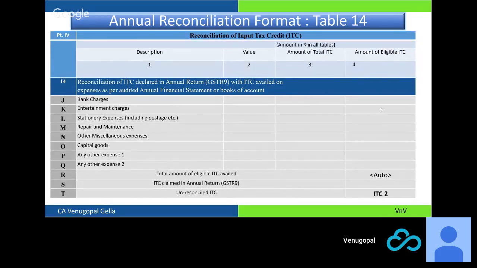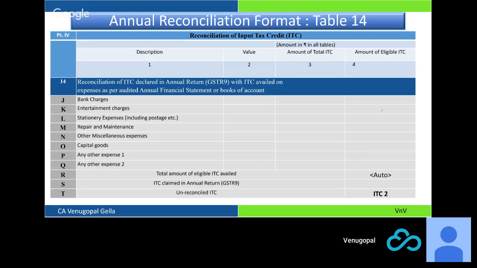They have also provided any other expenditure under column 14PQ, where the GST auditor can list out any other expenditures. Similarly, some of the input tax credit claimed can be part of the capital assets, so 14O, the capital goods, are there. 14R is the total amount of input tax credit claimed and compared with 14S, which is claimed by the SSE in GSTR-9, which is 7J.